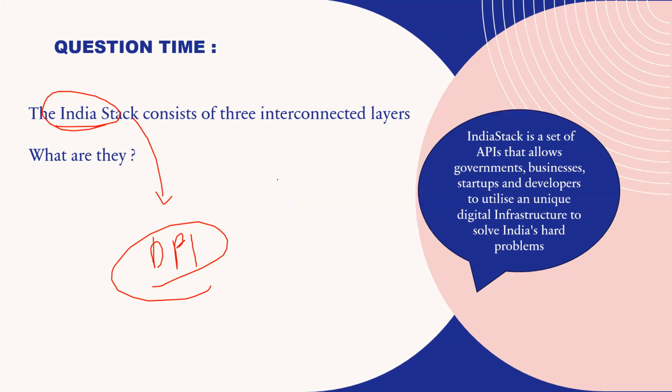So India stack consists of three interconnected layers. What are they? India stack is nothing but APIs that allow government, business, startups, individuals, developers, everyone to utilize some unique digital infrastructure. So if you are utilizing NPCI, let us say you are utilizing UPI and creating some apps, definitely it will come under India stack.